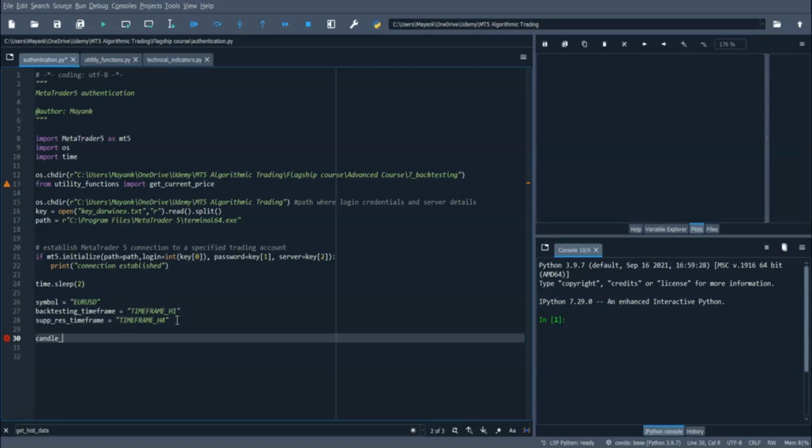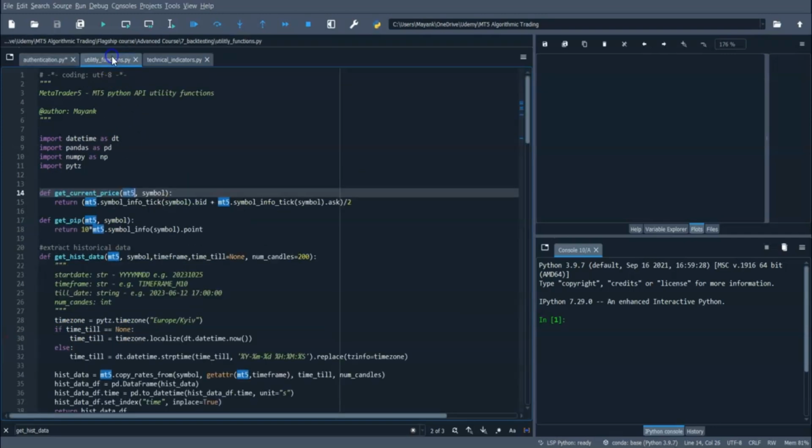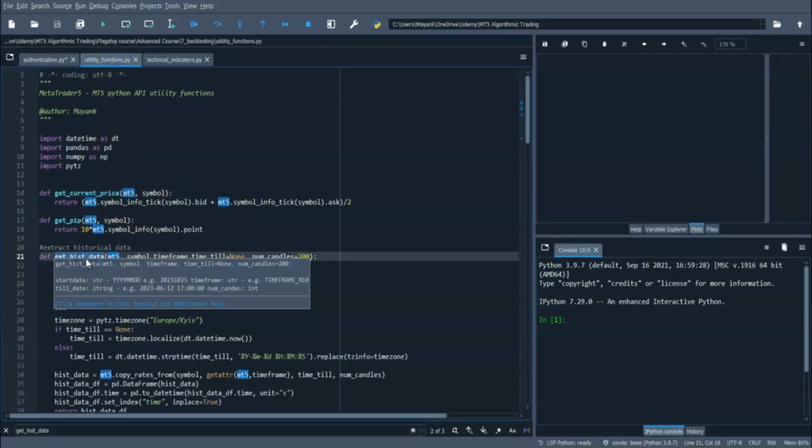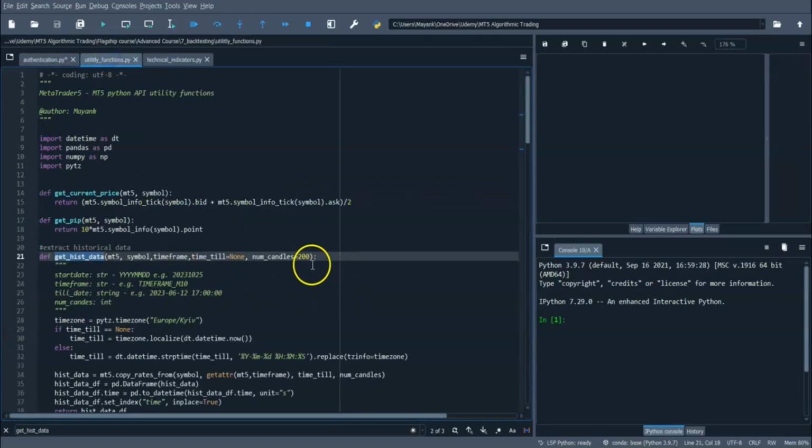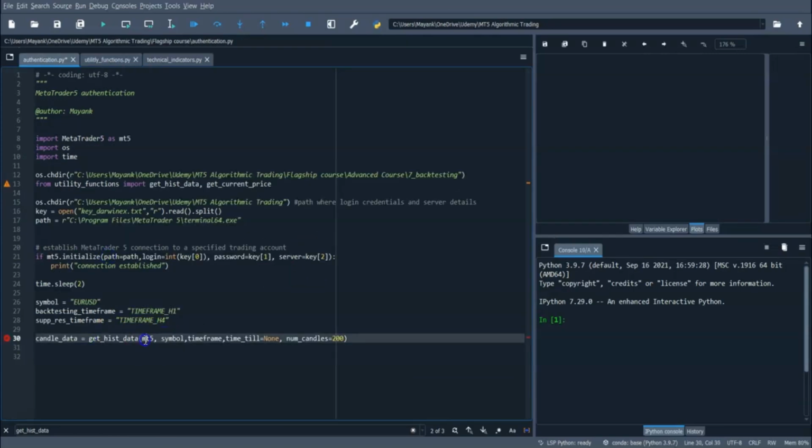Now, let us get the candle data. Because we are backtesting on hourly data, I want hourly data going back whatever backtesting period you want to test on. So to get historical data, all that we'll have to do is use historical data here. So import get hist data. So get hist data, and what are all the parameters that I need? MT5, symbol, time frame, till time. So let me copy this whole thing and paste it here. So MT5 we already have, symbol we already have. This time frame would be the backtesting time frame.